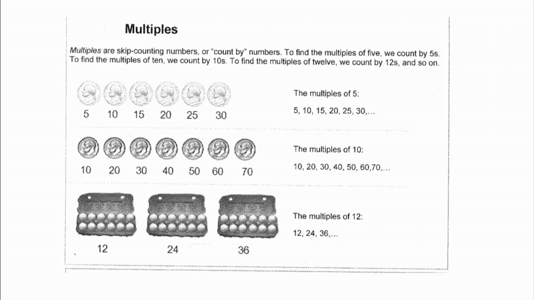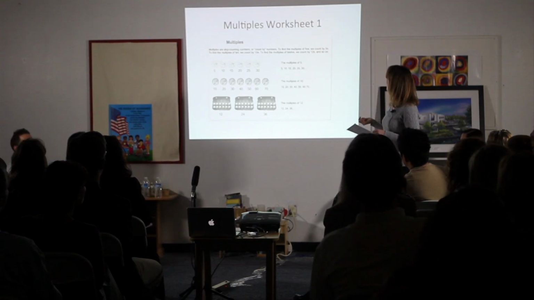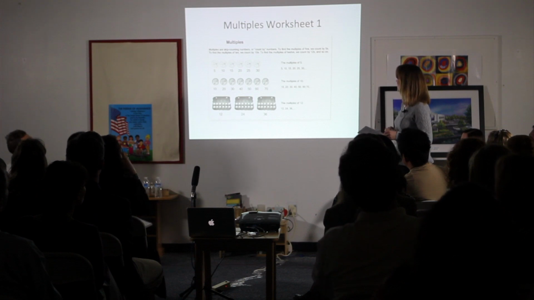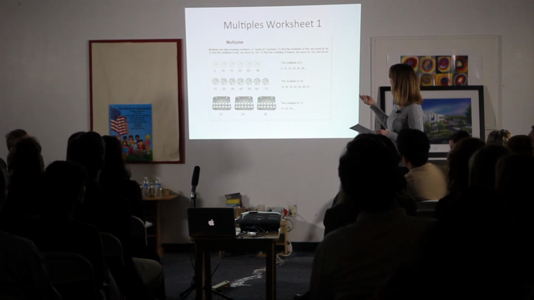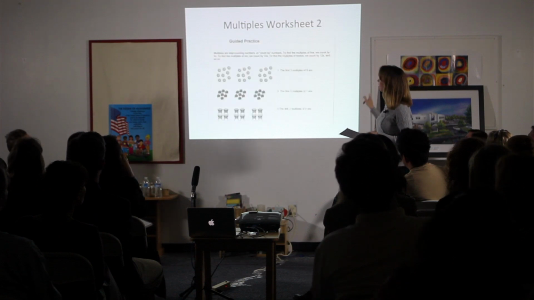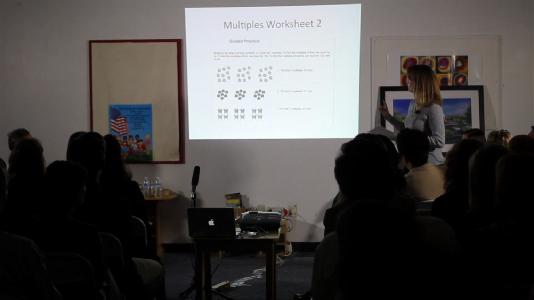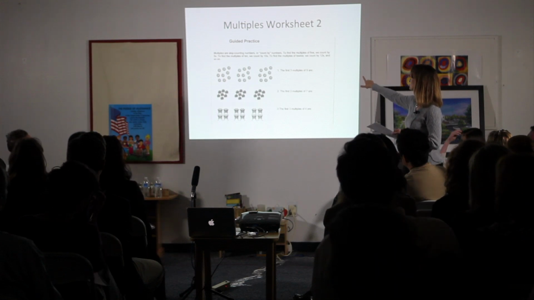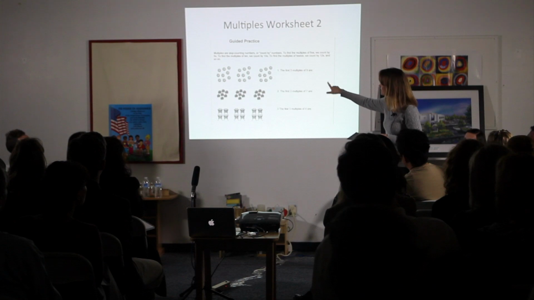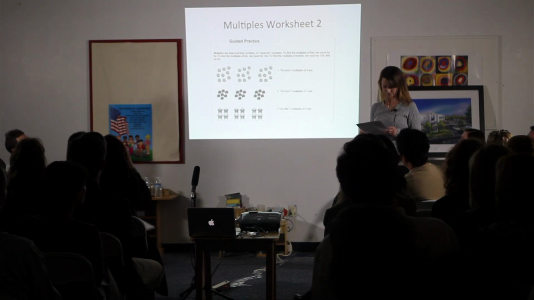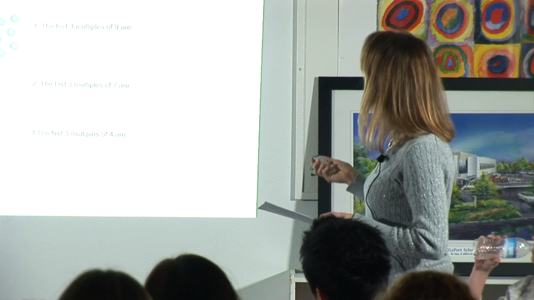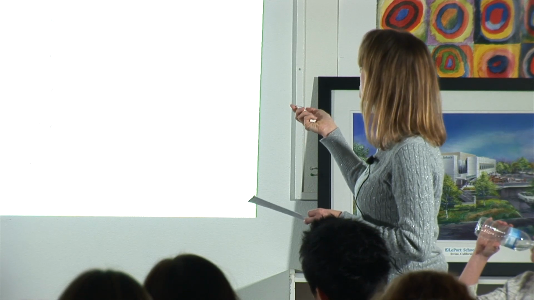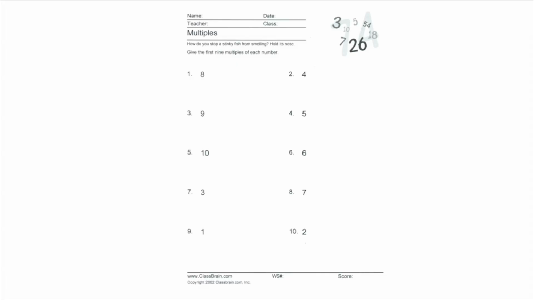You've got your nickels, 5, 10, 15, 20, dimes, dozens of eggs. And then there are examples of multiples of each of those. Some guided practice might include pictures like these, and then the students need to find the first 3 multiples based on the pictures that are given. And then they might move on to something like this. It's a little hard to read. The instruction reads, give the first 9 multiples of each number.